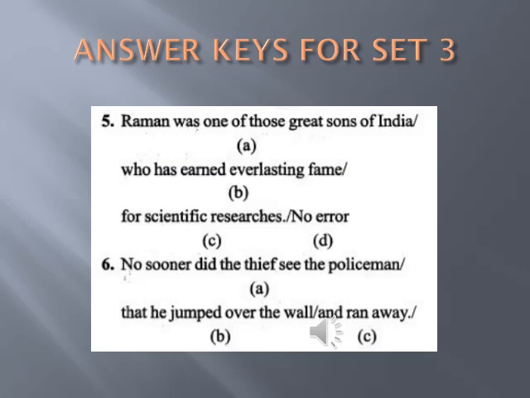Now let's go to the question number 6, which is a very, very important question. No sooner did the thief see the policeman that he jumped over the wall and ran away. So the error is in B and the answer is B. Why? Whenever we are using no sooner, we have to use than. No sooner than. Such that, but no sooner than.